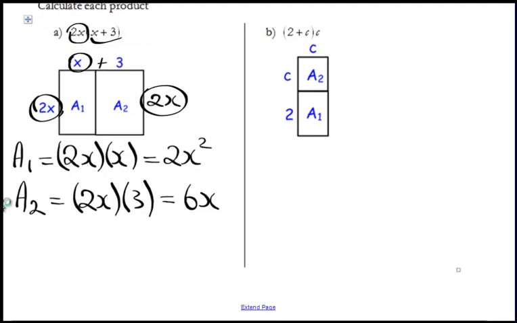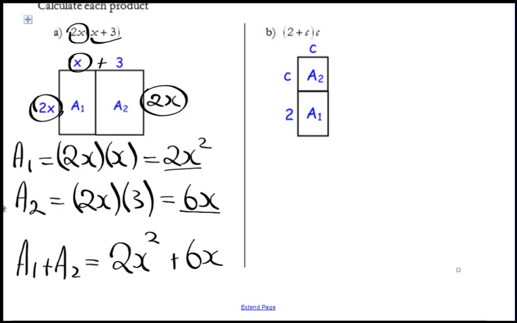Now, what's the total area going to be? Well, area 1 plus area 2 is going to be the sum of these two, 2x squared plus 6x. Okay, pause the tape again and have a look at B.